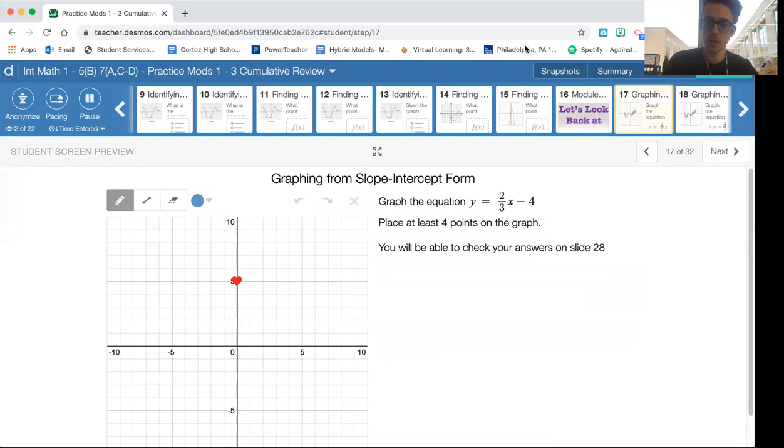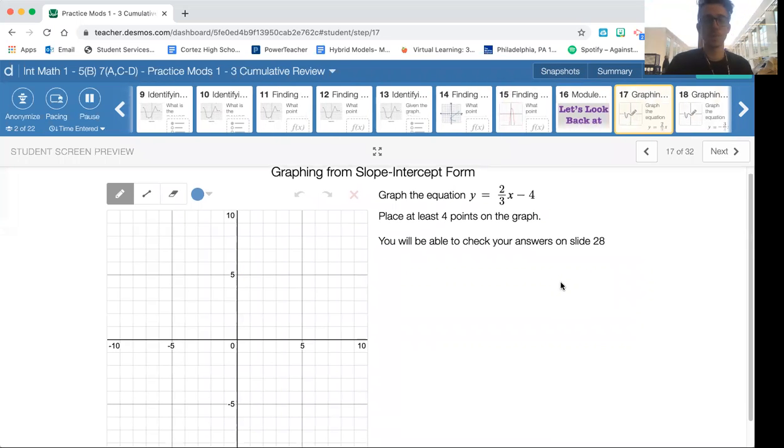Quick look at graphing. These again are self-checking. This is in slope-intercept form. You know this because it's mentioned right here. So this is in the form of y equals mx plus b. We've seen this form quite a bit. M is our slope. B is our y-intercept or our starting value. You can think of it like that too.